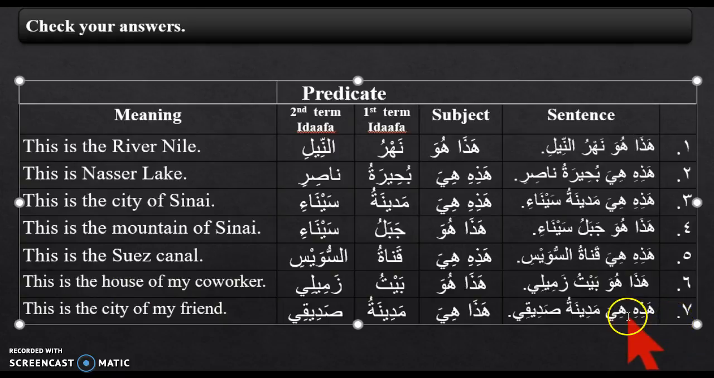رقم 7. هذه هي مدينة صديقي. هذه here is considered the subject of the sentence. مدينة صديقي is the predicate of the sentence, and the meaning is this is the city of my friend.